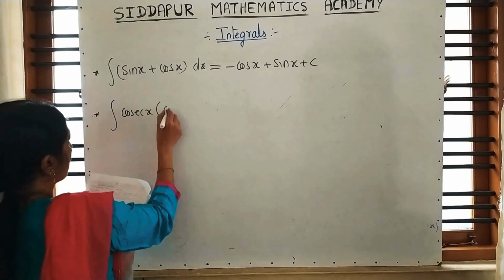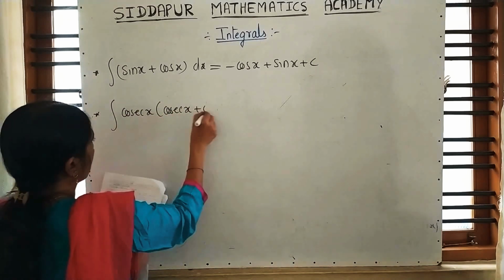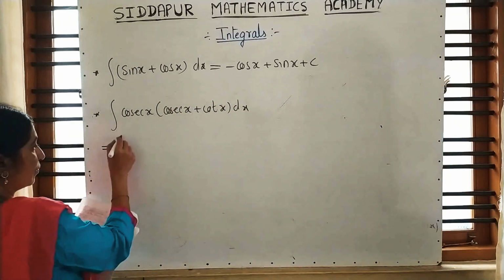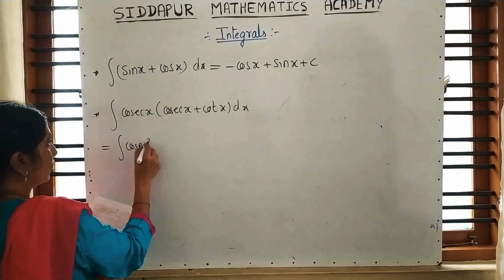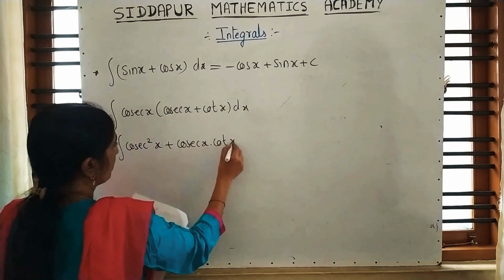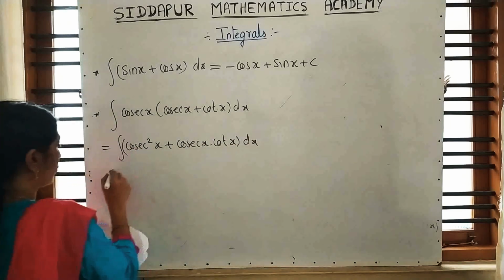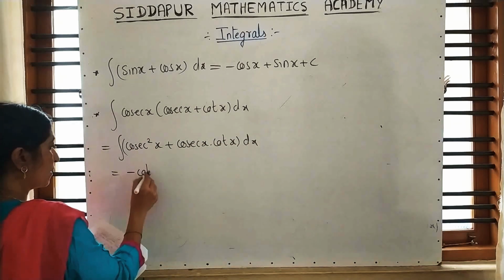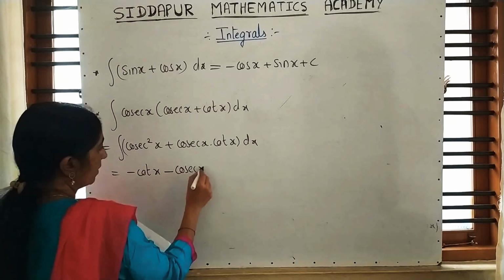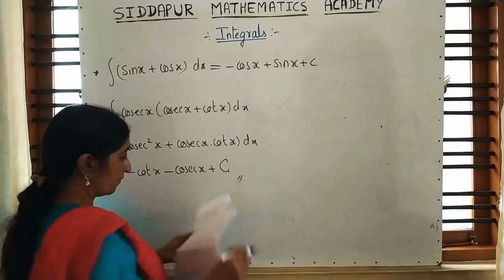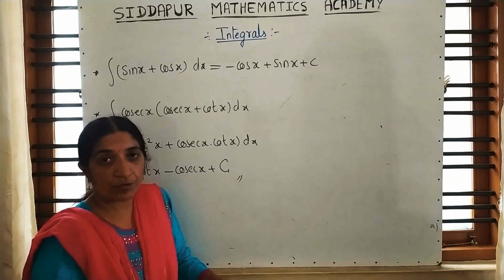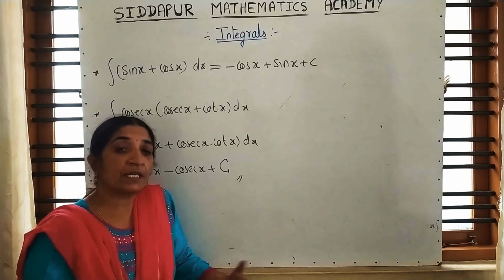cosecant x in the bracket, cosecant x plus cot x. So here we don't have the product rule, but we can write by removing the bracket. What is integration of cosecant square x? Minus cot x. Integration of cosecant into cot is minus cosecant x plus c. See, with this it completes the first exercise of NCERT 7.1. In the next class, I will give methods of integrals.